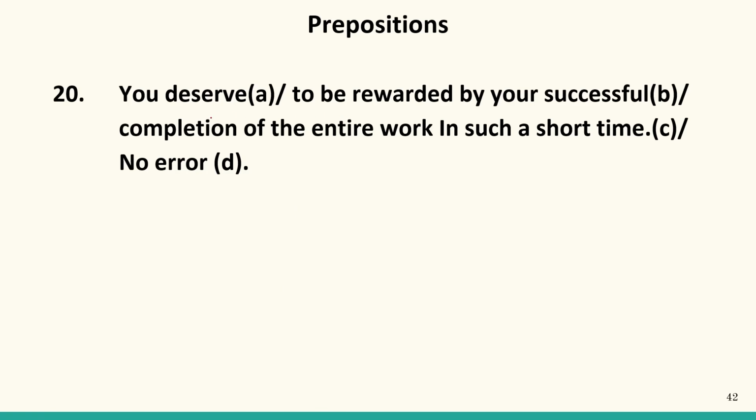So the next sentence is, you deserve to be rewarded by your successful completion of the entire work in such a short time. Now in this sentence, rewarded should be followed by for, because you deserve to be rewarded for your successful completion, not by your, because successful completion is not rewarding you. In fact, somebody is rewarding you for this. So rewarded for your successful completion of the entire work in such a short time. So your error is in part B.